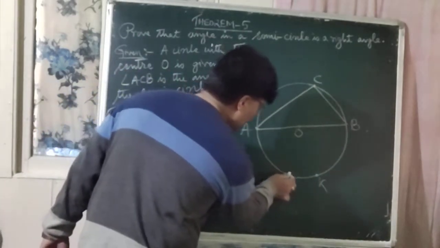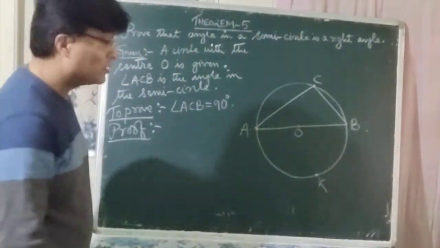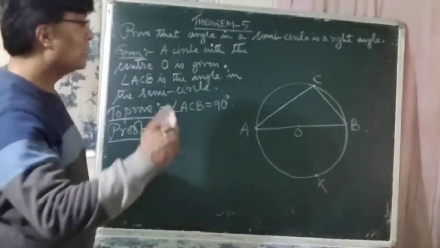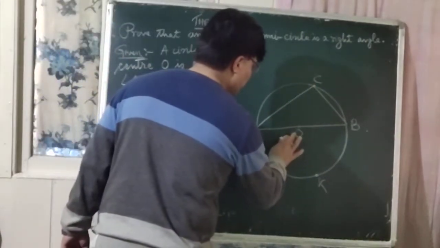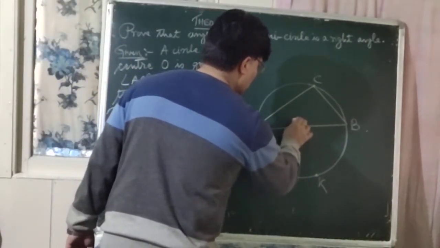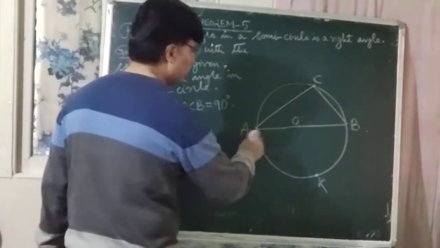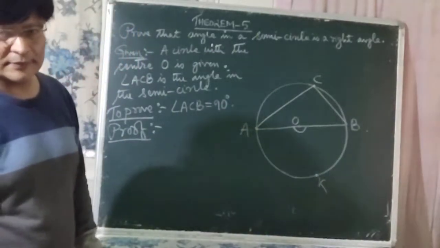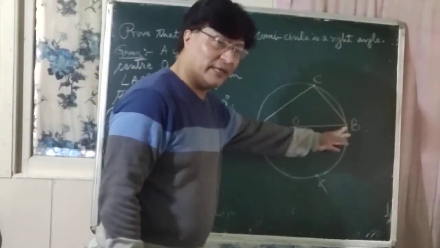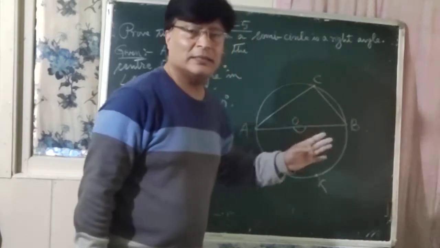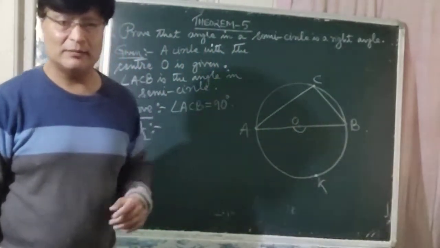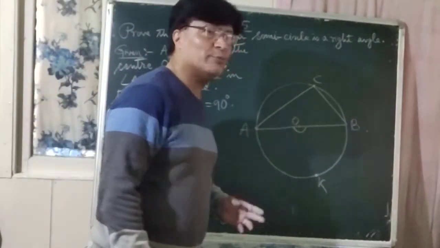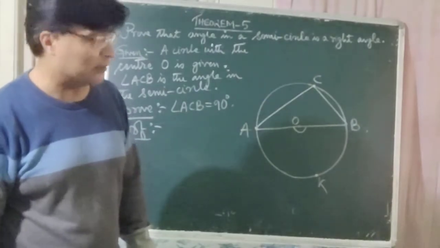That means this AKB is an arc of a circle, right? So in this case also, let us mark the center O out here. So this is an angle AOB. This is known as the straight angle, isn't it? AOB is a straight line, so this angle AOB is known as the straight angle.